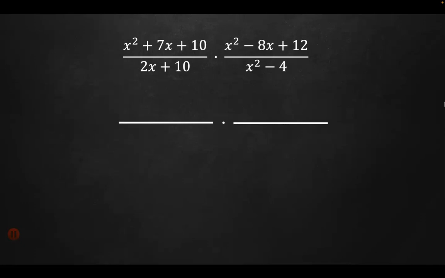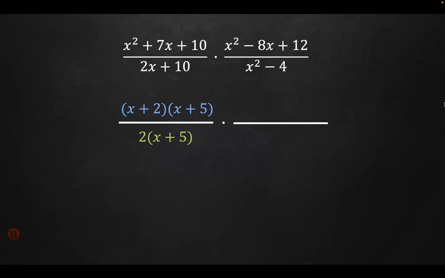So we're going to look at the numerator of my first fraction. I can factor that. I could use my box, or split the middle, and I'm going to get x plus 2 and x plus 5. In the denominator, I have a GCF of 2. So I take out that GCF and then I get x plus 5.